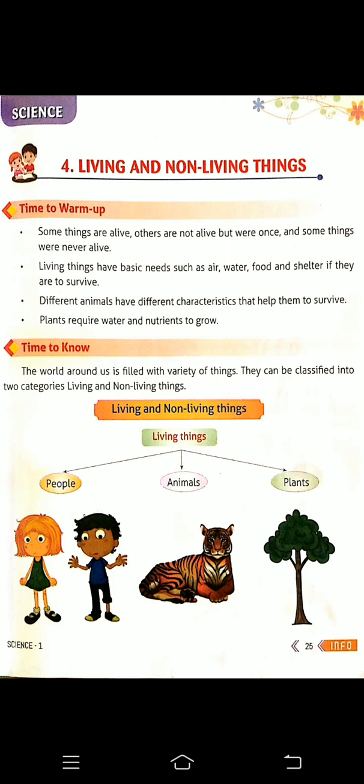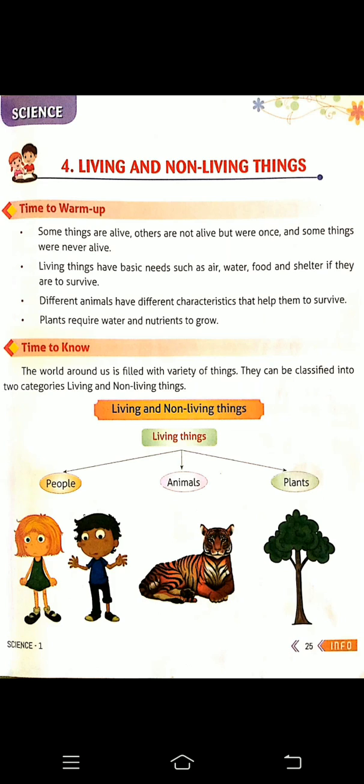Okay, children? Next, different animals have different characteristics. These characteristics help them to survive, help them to live. And plants require water and nutrients to grow.